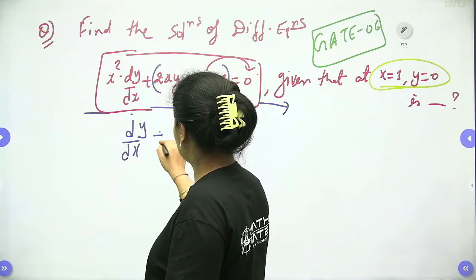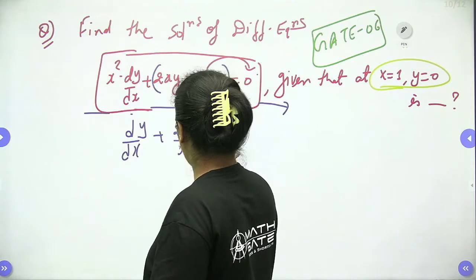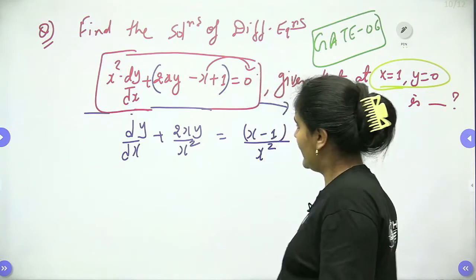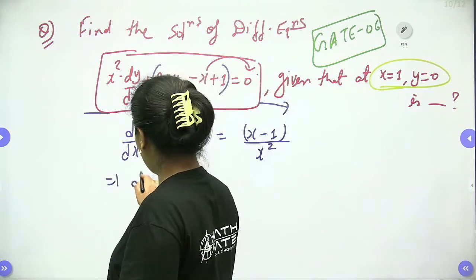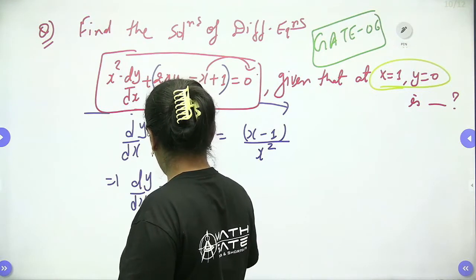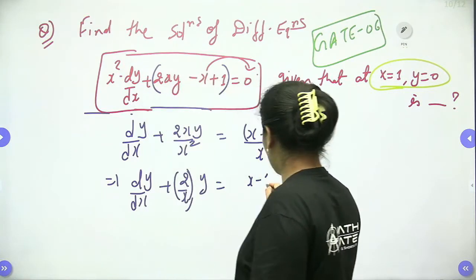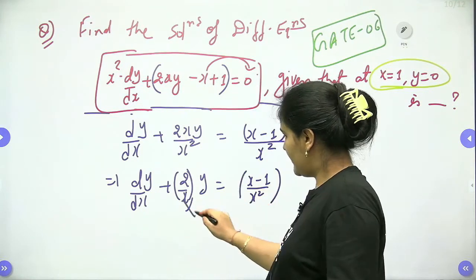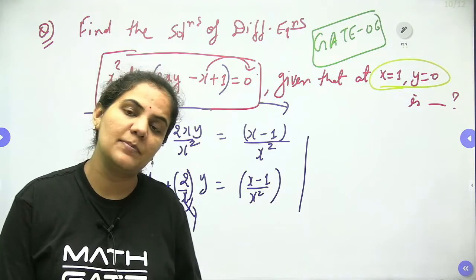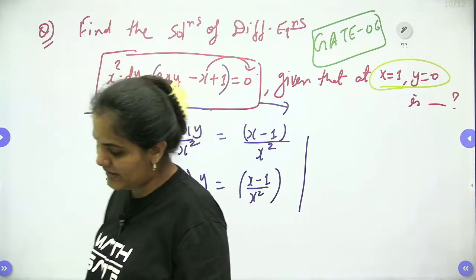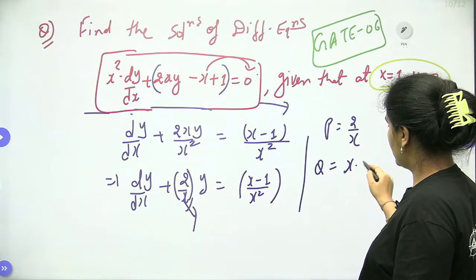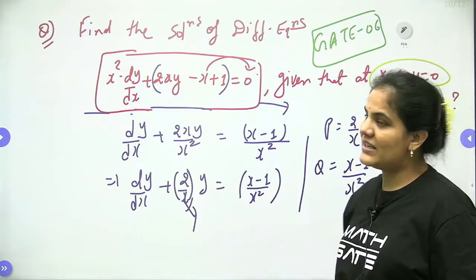So it will be dy by dx plus 2xy divided by x square, and it will be x minus 1 divided by x square only, right? So when you approach, you will have dy by dx plus 2 by x into y, and you will have x minus 1 by x square. We know very well in the linear differential equation, the equation is of the form dy by dx plus py is equals to q, my dear students. So here you will have p is equals to 2 by x, and q is equals to x minus 1 by x square. You can easily approach the solution.